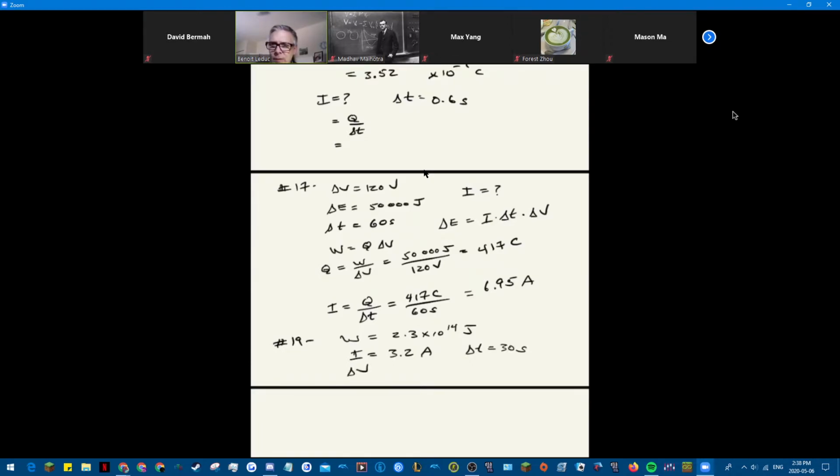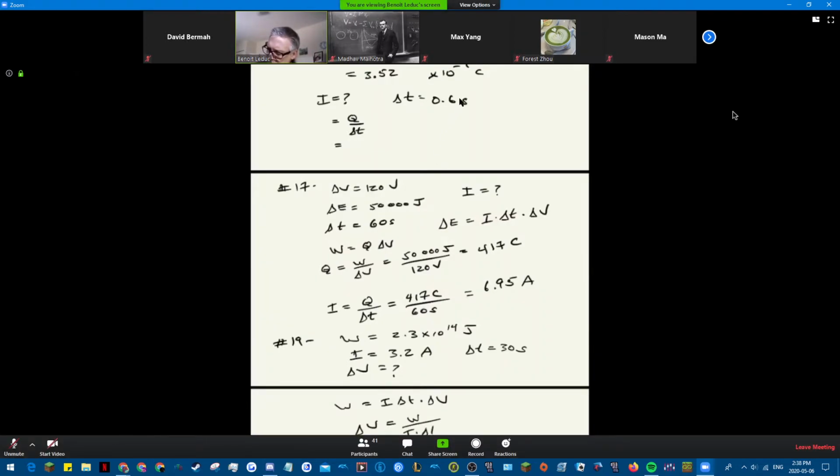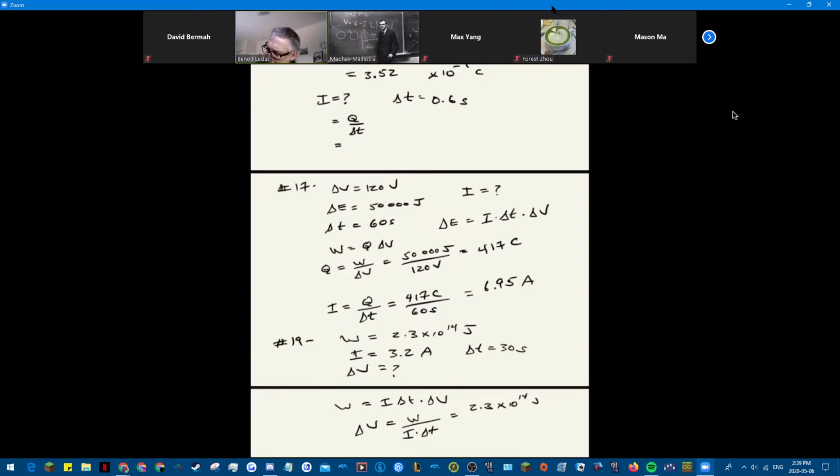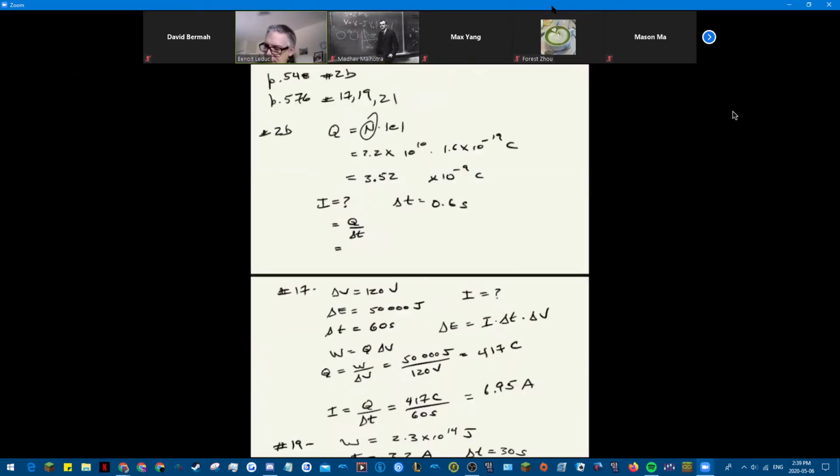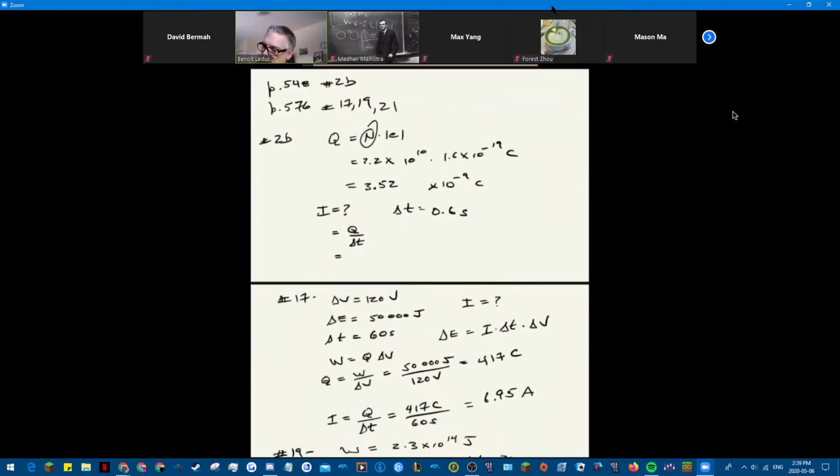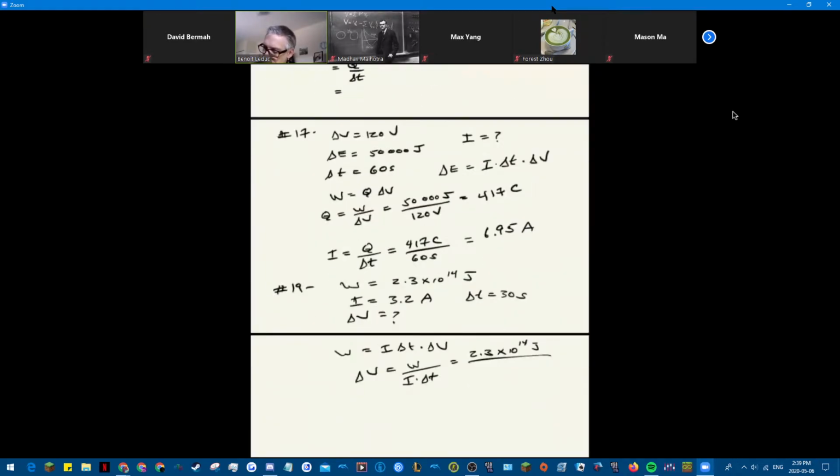So perhaps you may have made a mistake. So once again, you just use the same formula here: delta V equals energy over charge, and you just isolate for delta V. Madav, you think you did a mistake again? A calculation mistake? Yeah, I think I just multiplied instead of divided. Oh, okay. All right. Good. All right. 21. So 21.